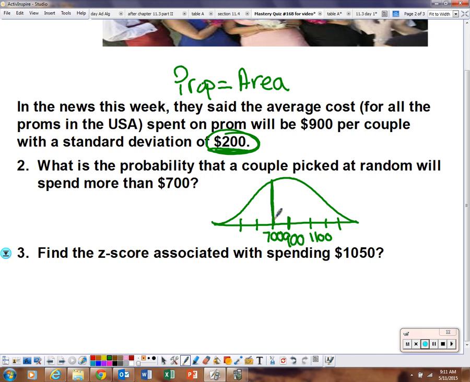So I'm going to mark that spot because that's what I'm interested in. So what is the probability that a couple picked at random will spend more than $700? Okay, so that would be all of this area. Now, you were given two pieces of paper. One was a table and one was with the normal curve. So for this one we want to look at the one with the normal curve.